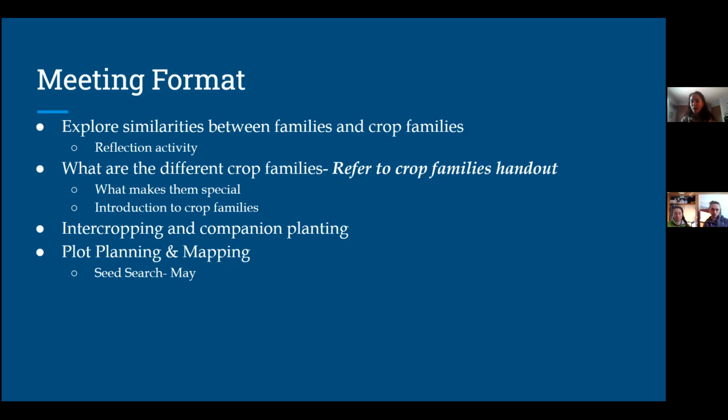And then May will be going over some ways to do some seed searching. We're also going to be familiarizing ourselves with how to read seed packets, and learning more about where you should buy your seeds, because Big River Farms is a certified organic farm, and we want to make sure that you are keeping record of the seeds that you're purchasing, that they are certified organic. So we will be going over that a little bit.